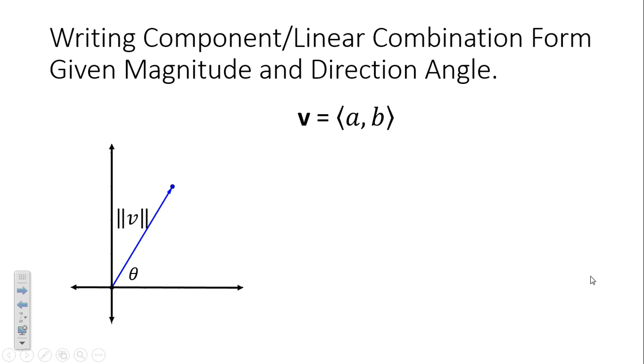Okay, so writing the component and linear combination form of a vector given the magnitude and direction. Kind of similar to what we just saw on question 41 when we worked that one out. We have a vector with a horizontal component of A and a vertical component of B, and we are given the magnitude and theta. We're trying to figure out what those values are. Remember that when you build your right triangle here, we have an A, that's the horizontal, B, that's the vertical. And so if we were trying to find the direction angle of this vector, what would we do to find the direction angle?